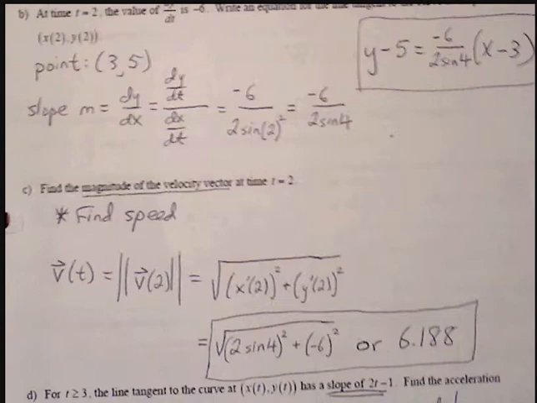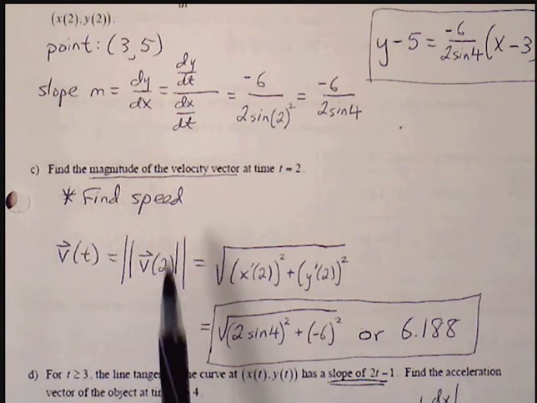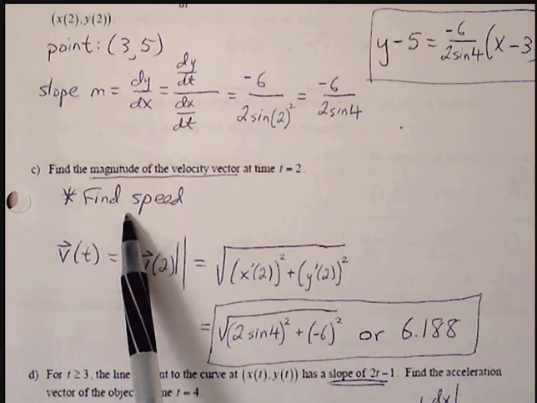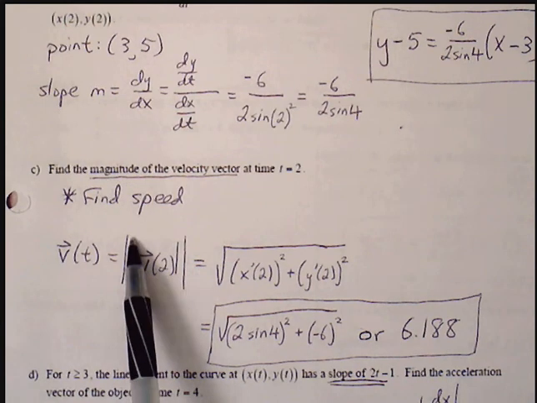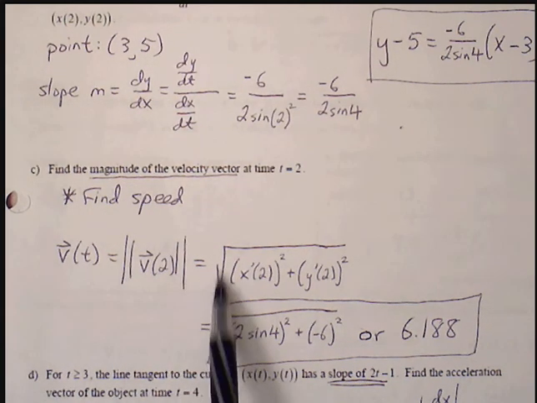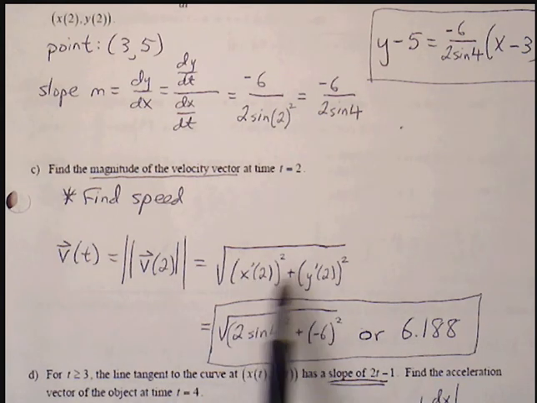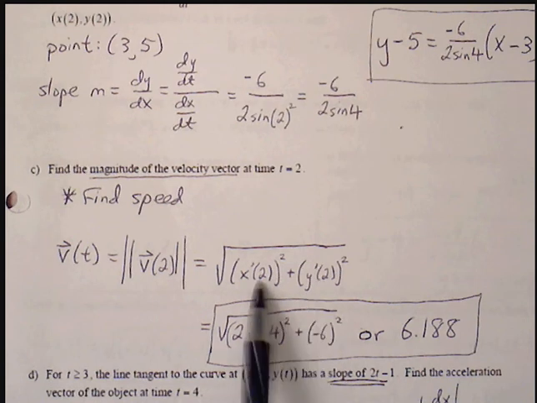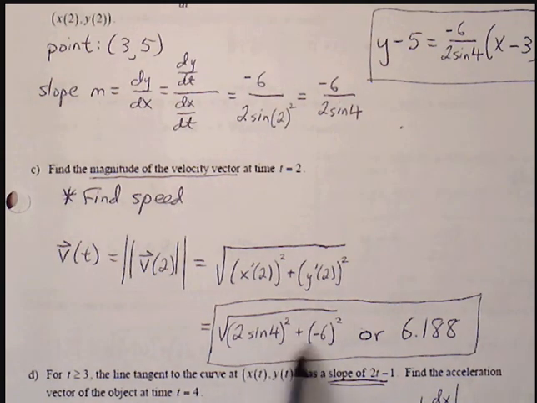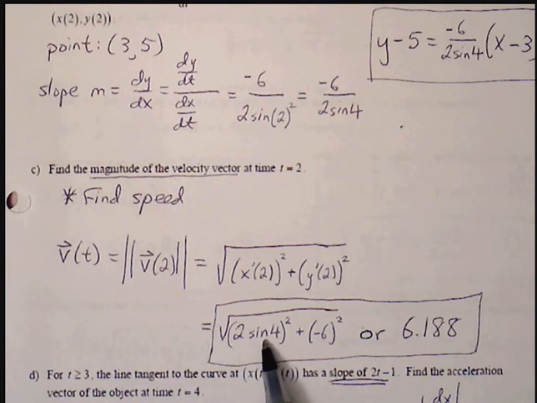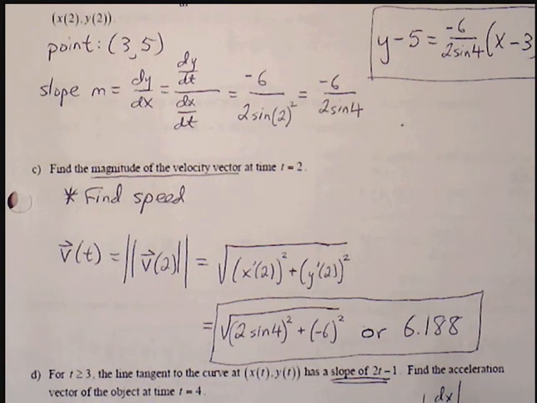Part C, find the magnitude of the velocity vector. So magnitude, another word for that is find the speed. So to find the speed, we just take the square root of x prime of t squared plus y prime of t squared. Evaluate both of them at 2, and we can simply leave it in this form, or we can combine it and simplify it to a decimal value.